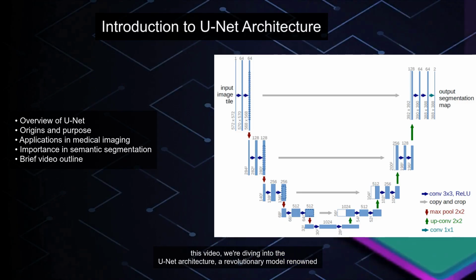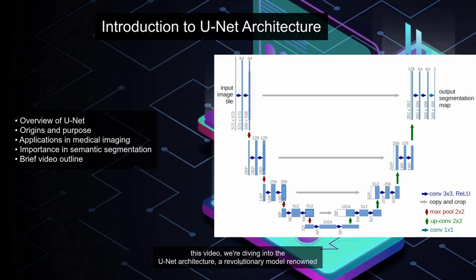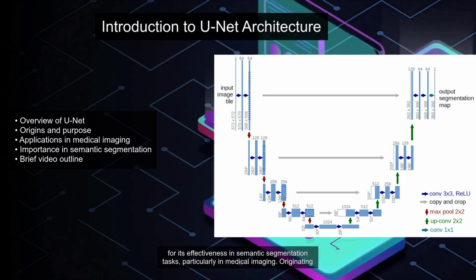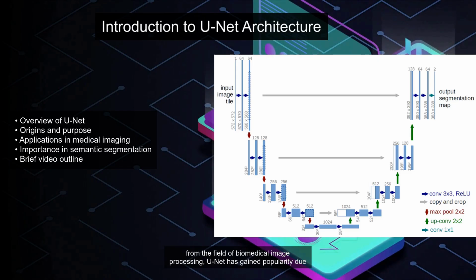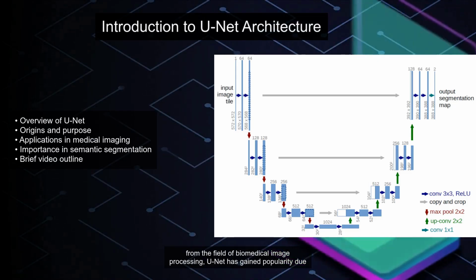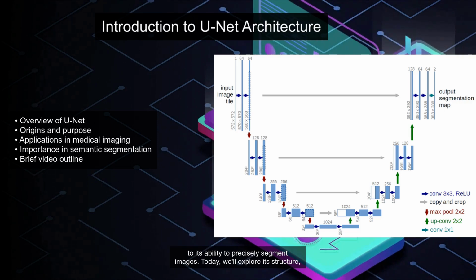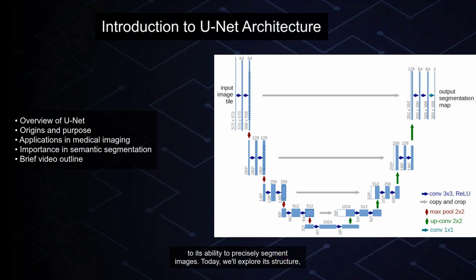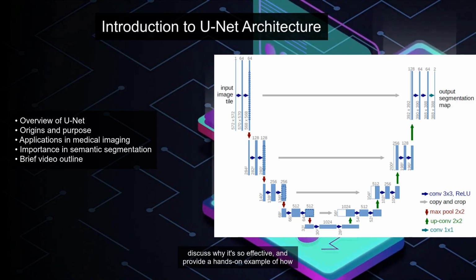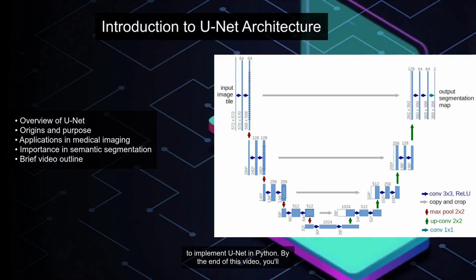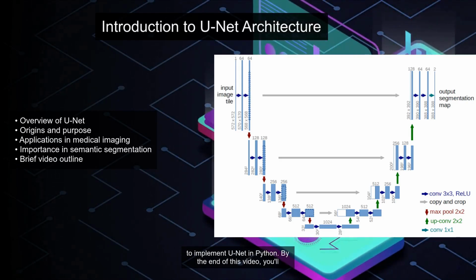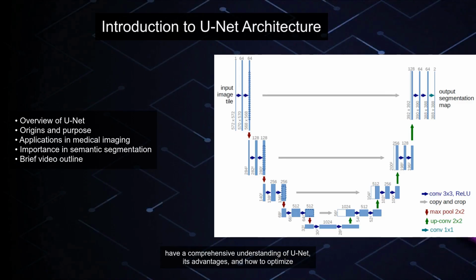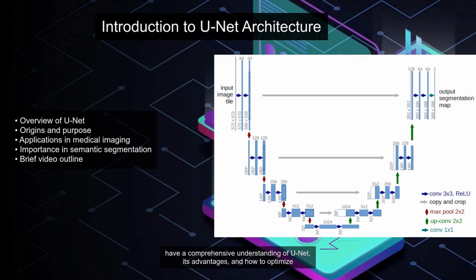In this video, we're diving into the UNet architecture, a revolutionary model renowned for its effectiveness in semantic segmentation tasks, particularly in medical imaging. Originating from the field of biomedical image processing, UNet has gained popularity due to its ability to precisely segment images. Today, we'll explore its structure, discuss why it's so effective, and provide a hands-on example of how to implement UNet in Python. By the end of this video, you'll have a comprehensive understanding of UNet, its advantages, and how to optimize its performance for your specific tasks.